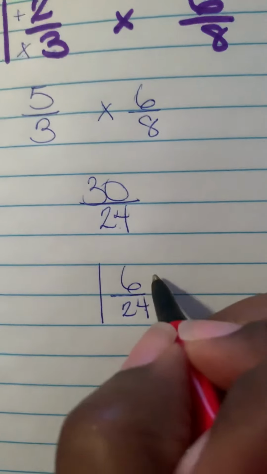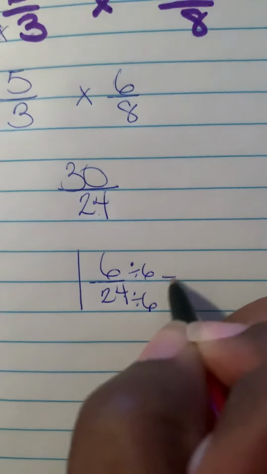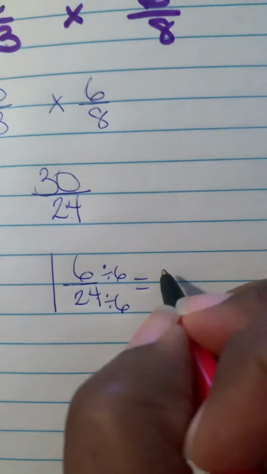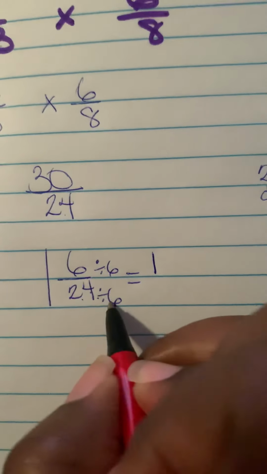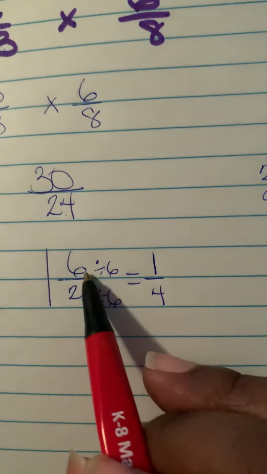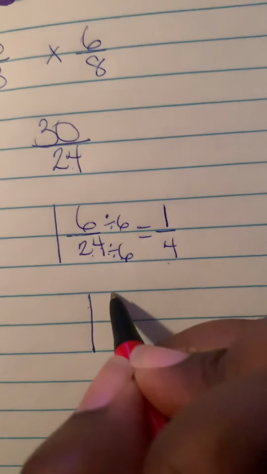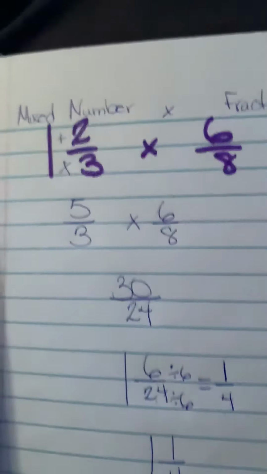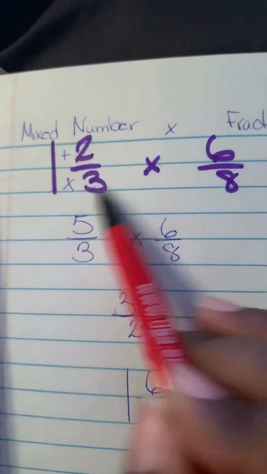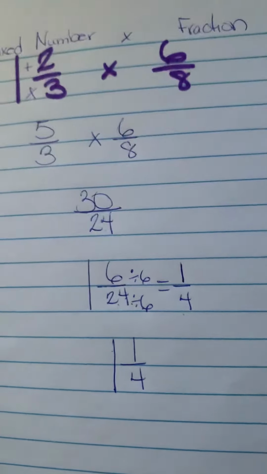I will divide the numerator and the denominator by 6. 6 divided by 6 is 1. 24 divided by 6 is 4. So 6 over 24 in simplest form is 1/4. You bring down your 1 whole, and you bring down your 1/4. So 1 whole 2/3 times 6/8 will give you 1 whole 1/4 in the simplest form.